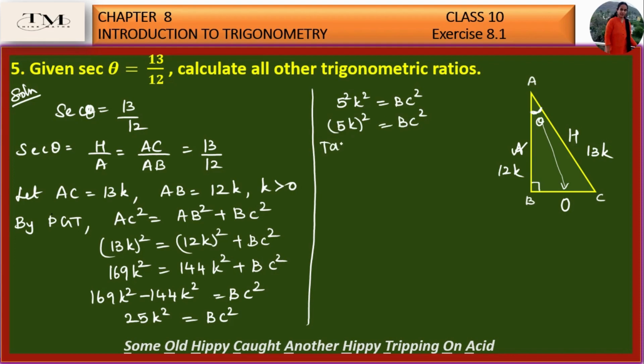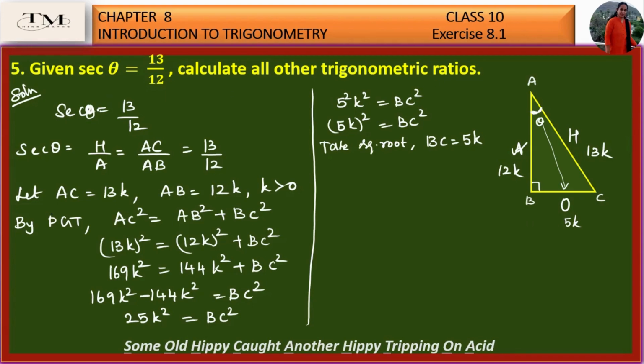So if you take the square root on both sides, we will get BC equal to 5K. So both the power 2 get cancelled if we take the square root. So BC will be equal to 5K. So BC is 5K. So we got all the values. Now we have to find all other trigonometric ratios.